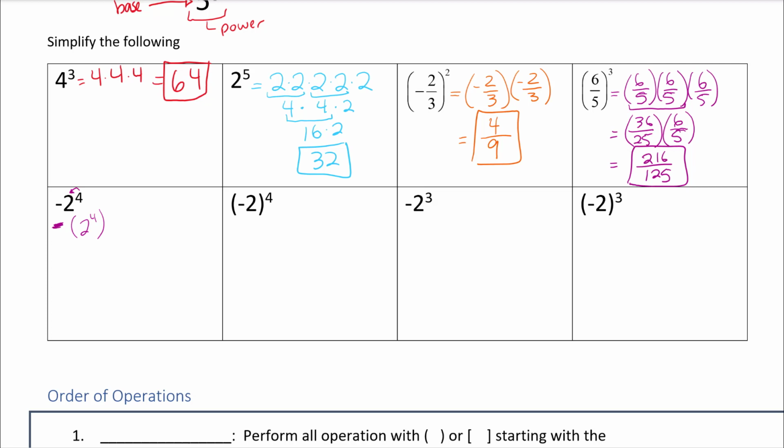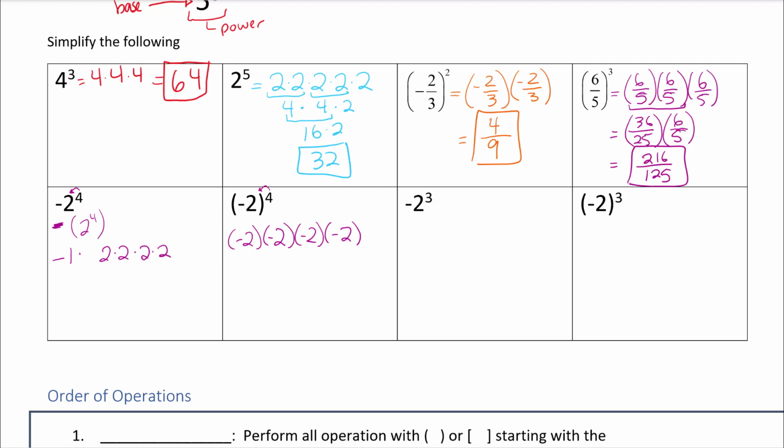Now that's not the same thing as the next problem. The next problem has the 4 actually applying to the parentheses, and everything in the parentheses gets to be included. So the first one is negative, or almost like a negative 1, times 2 times 2 times 2 times 2. You have 4 2's with a negative out in front. Whereas the second one really means negative 2 times itself, negative 2 times itself, negative 2, negative 2, 4 times. These are very different answers.